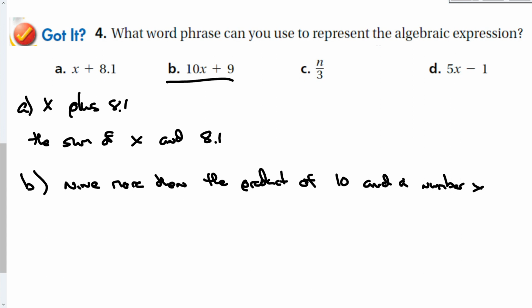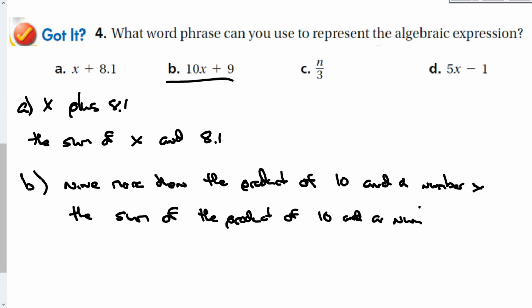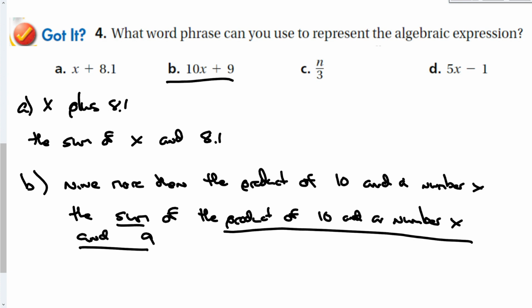Or we can say that as the sum of, so I'm going to add two things together. What are they? Sum of the product of 10 and a number x and 9. So if you look carefully there, I said the sum of two things, this and that.